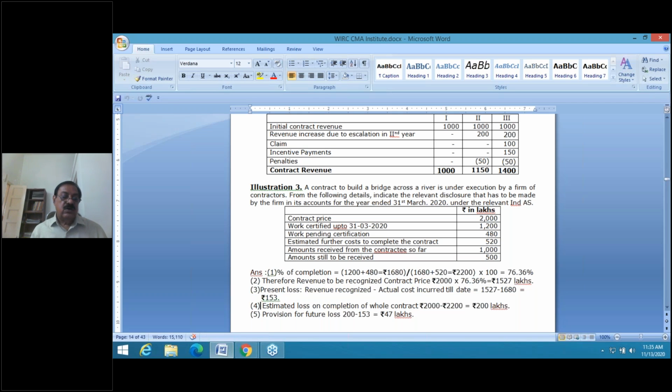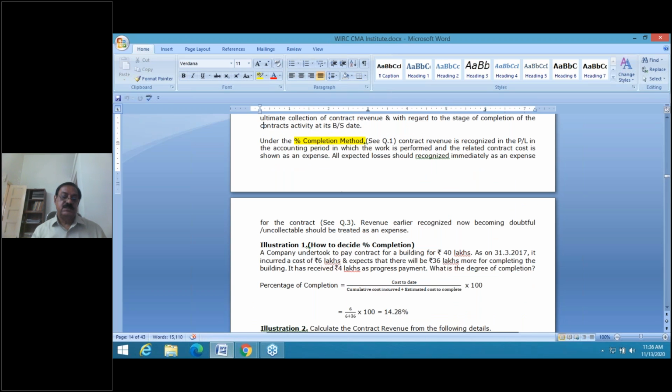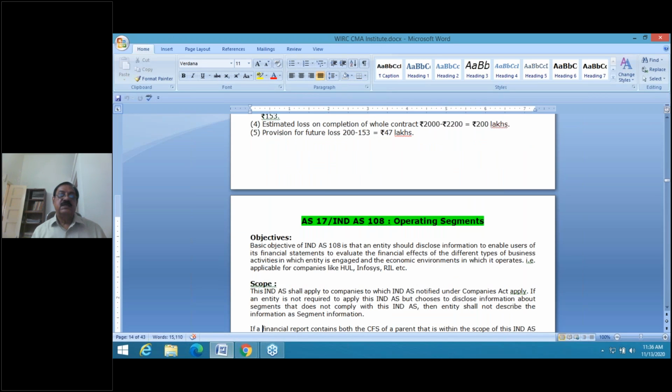But friend, when you complete the contract next year or so, what will be your total cost? 2200. But against that, what is the contract price fixed? It is 2000. So obviously on completion, there will be a total loss of 200. Out of that 200, 153 is already incurred and you are booking it as a normal loss in the current year. But you have to make provision for the future loss of 47, conservatism. So in all, 153 plus 47, 200 loss will be booked in your contract account. So that is the main thing regarding this.